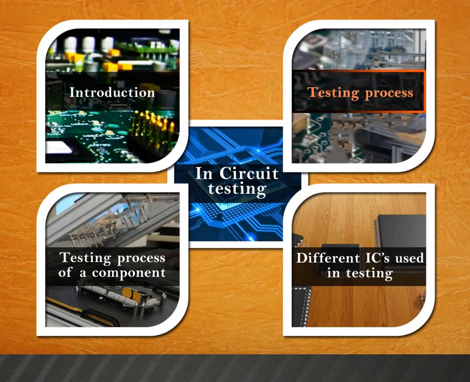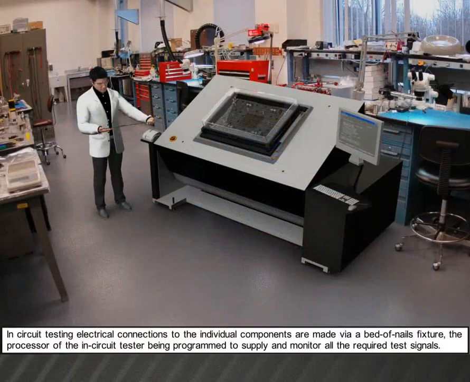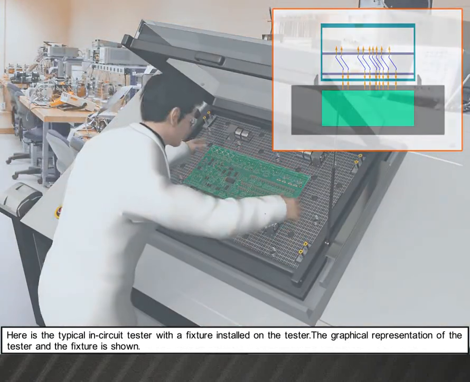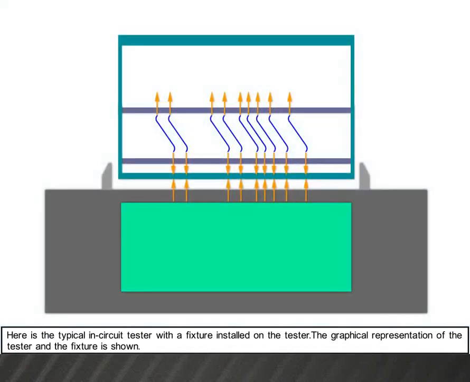Testing process. In in-circuit testing, electrical connections to the individual components are made via a bed of nails fixture, the processor of the in-circuit tester being programmed to supply and monitor all the required test signals. Here is a typical in-circuit tester with a fixture installed on the tester. The graphical representation of the tester and the fixture is shown.